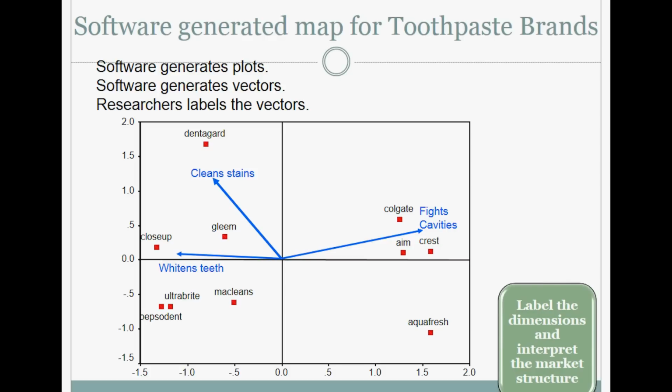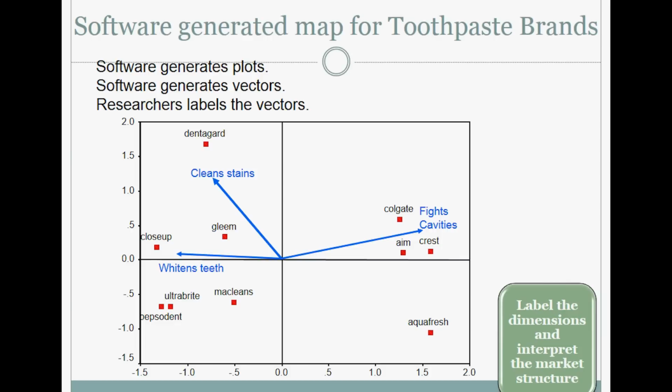You might label it clean stains because you know that DentaGuard is really good at that. You might label it fights cavities because you know Colgate, Crest, and AIM are focused on that. So see, the labeling is the artistic part. Whitens teeth, you may know that that's where Close-Up is positioned, right? So that's the similarity method.